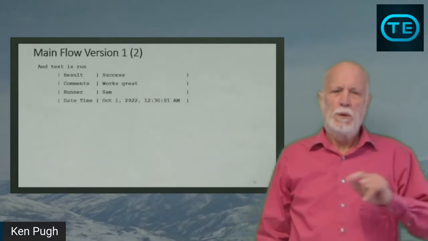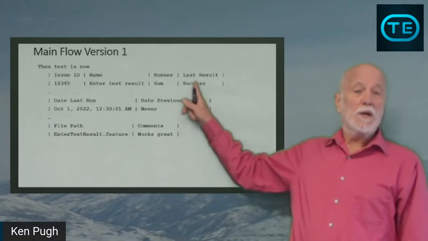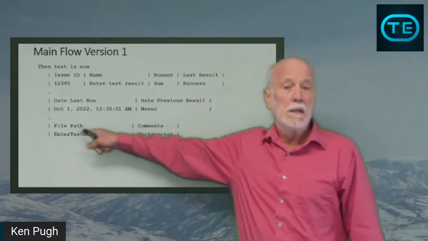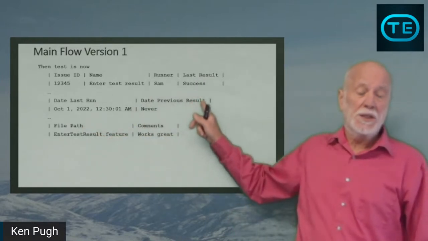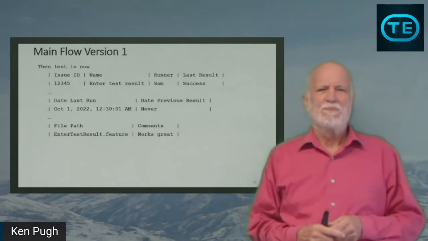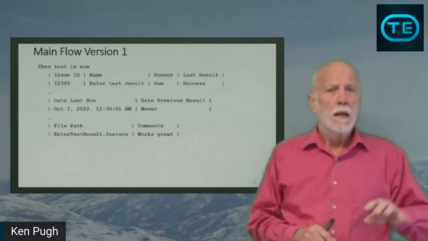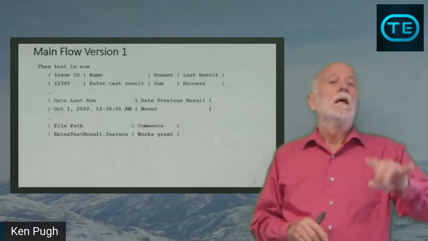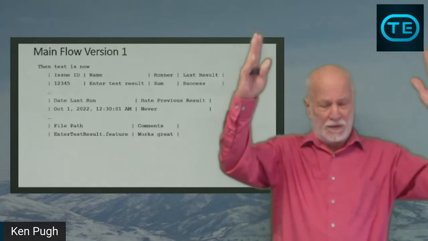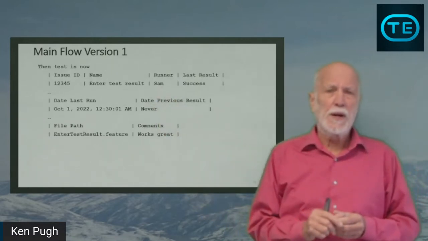And now, when we run that test, our runner is Sam, our last result was success, the date it was last run, and of course, we never got the previous result, and we have our works great. Wow. There is our given when then. Okay. Our three steps. If you go to the source file code, you'll see that it's a little bit shorter because we can fit everything on single lines here instead of having to split them into three.